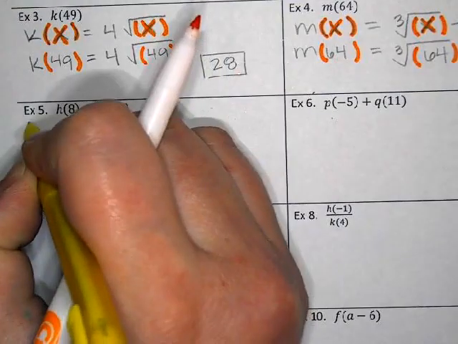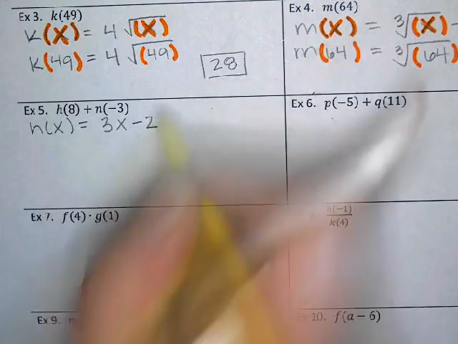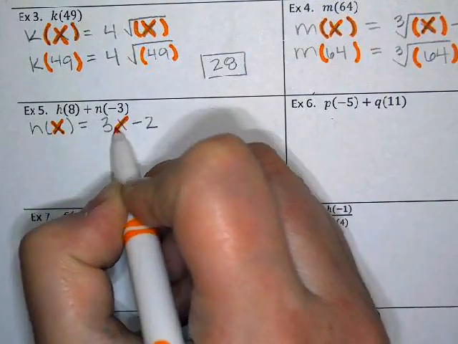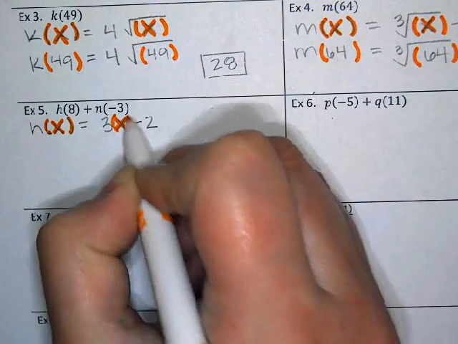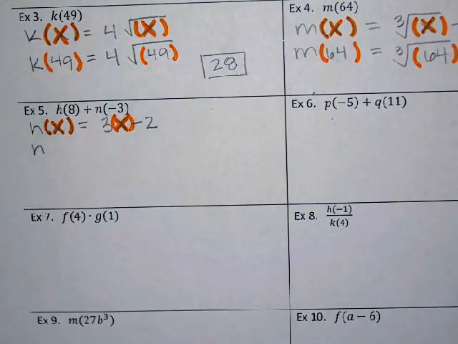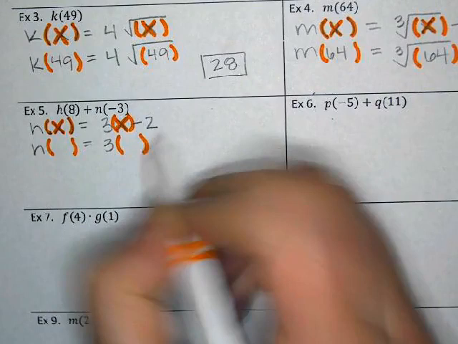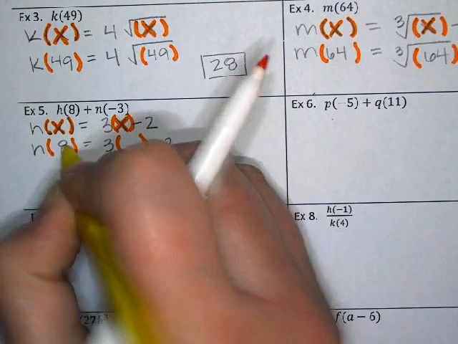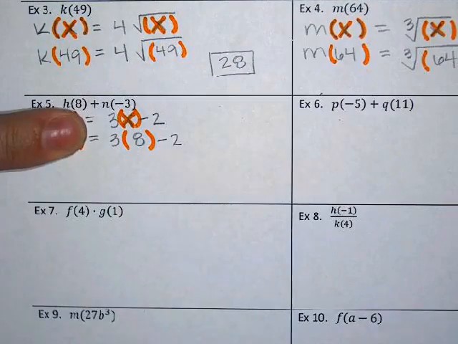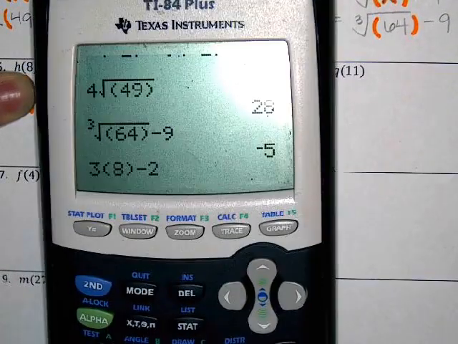So h of x is 3x minus 2. So here's my x's. So I have h of x equals 3x minus 2, and I'm plugging in an 8. So 3 times 8 minus 2 is 22.